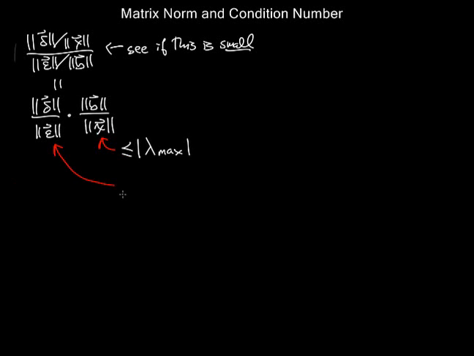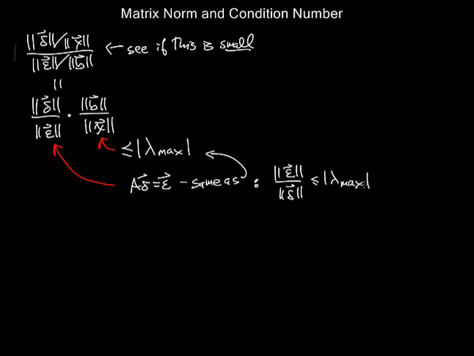Now, what about this first term? Well, it's basically the same thing. It's A delta is equal to epsilon instead of Ax is equal to b. So exactly the same consideration says that the norm of epsilon over the norm of delta is less than or equal to the absolute value of lambda max. But what I'm looking at is upside down. I have delta over epsilon here, not epsilon over delta.